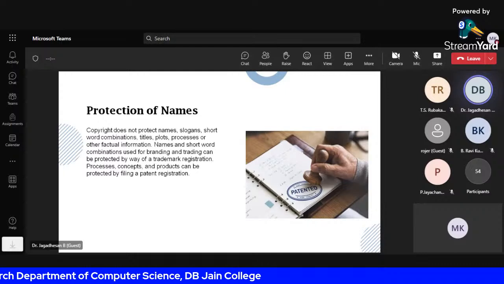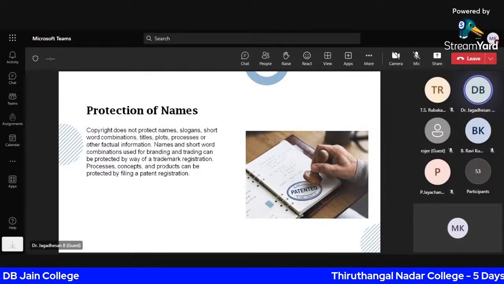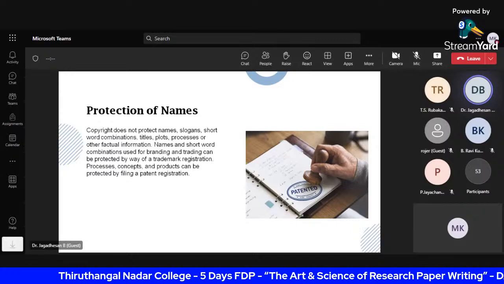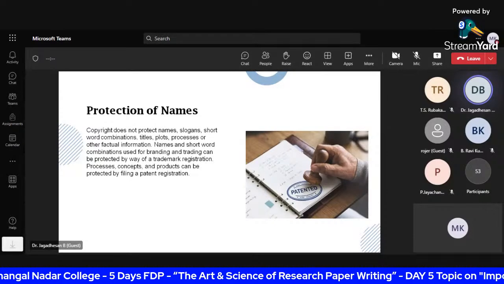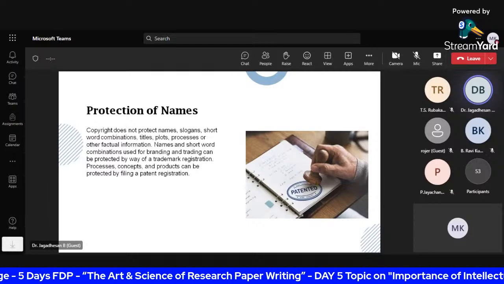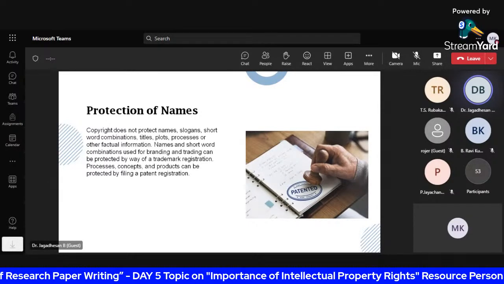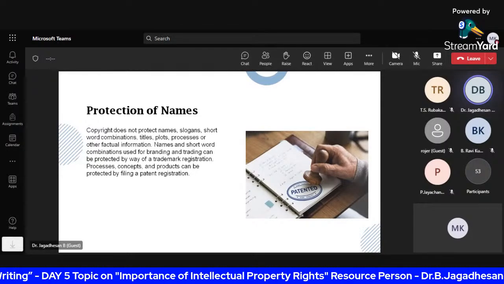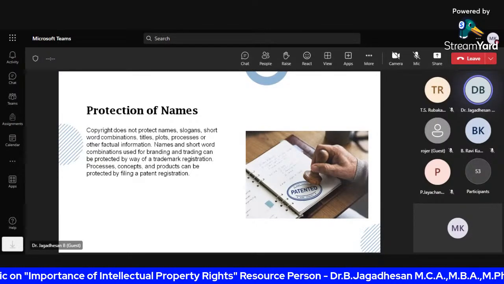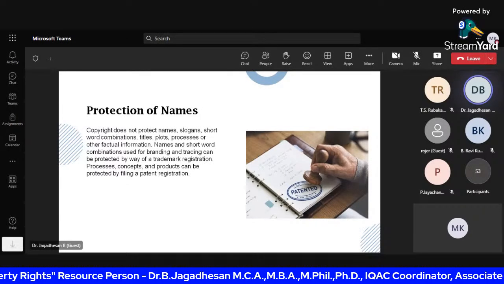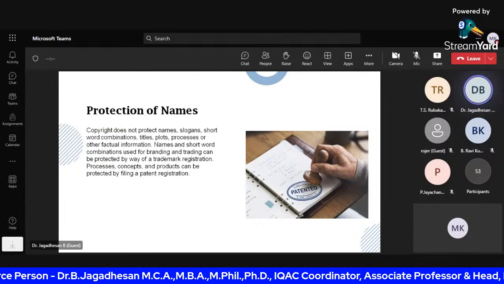Now, trademark registration will give you protection for some kind of short term, for example, "We change lives." "We change lives" is a slogan. That slogan belongs to one particular company. We cannot use the same slogan for another company. So the name, short words, some kind of emoji, symbol, or logo come under trademark registration. The next one is patent registration.